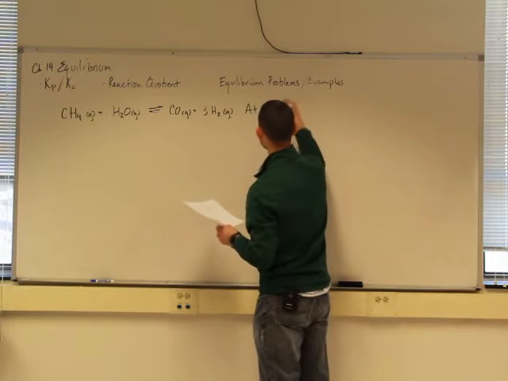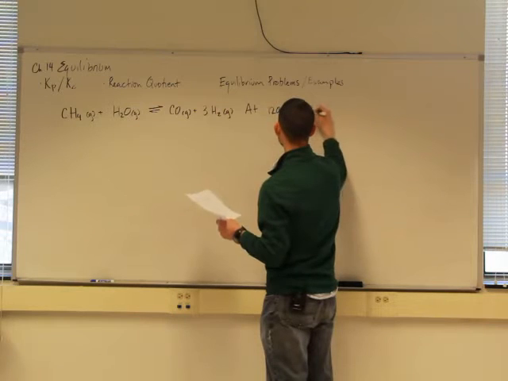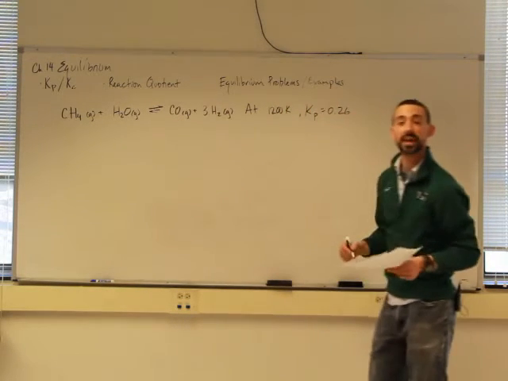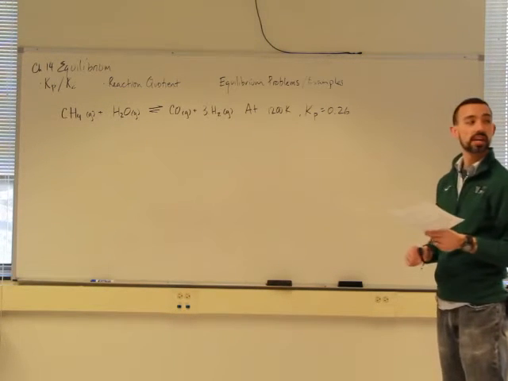At 1200 Kelvin, pretty high temperature, the equilibrium constant is equal to 0.26. This is going to be a Kp because everything is in a gas phase here. I'll go ahead and use a Kp.